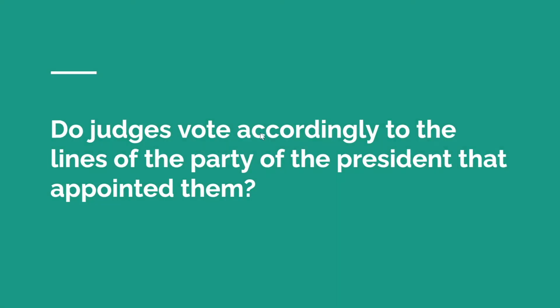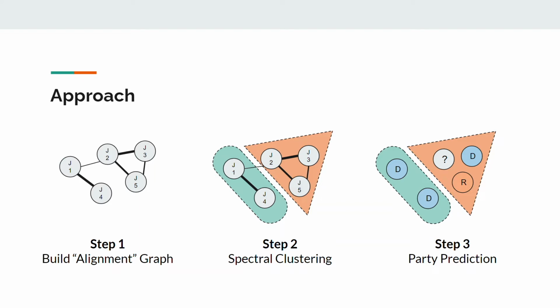So keeping in mind the motivation that Aaliyah has explained, and with the data that we've collected, the question that we want to answer is, do judges vote according to the lines of the party of the president that appointed them? So is the Supreme Court more political than we actually think? And to answer this question, we have developed an approach in 3 steps.